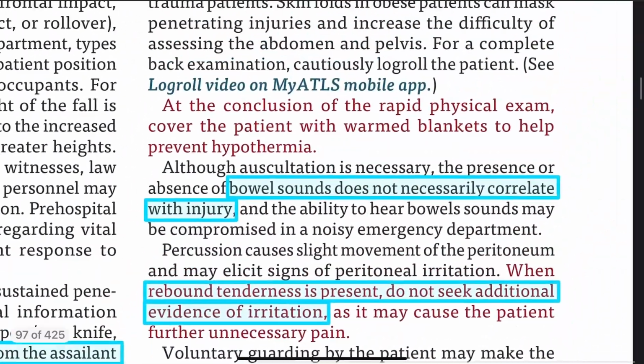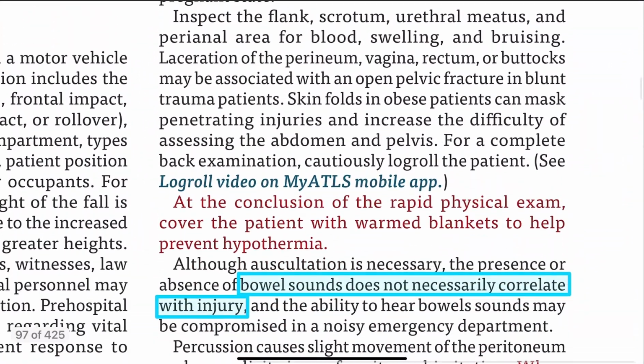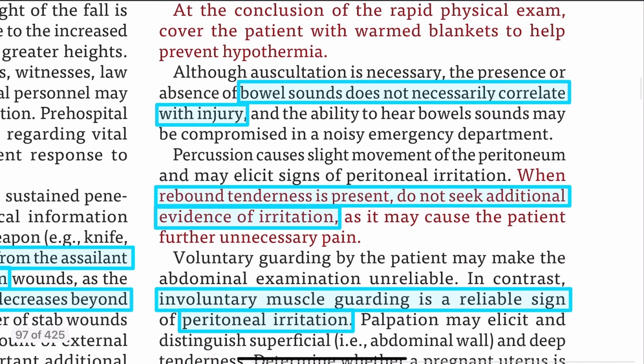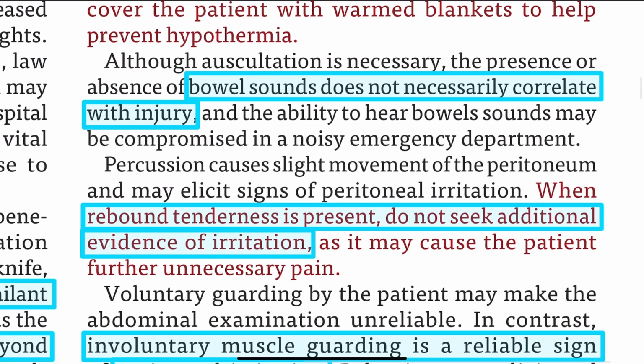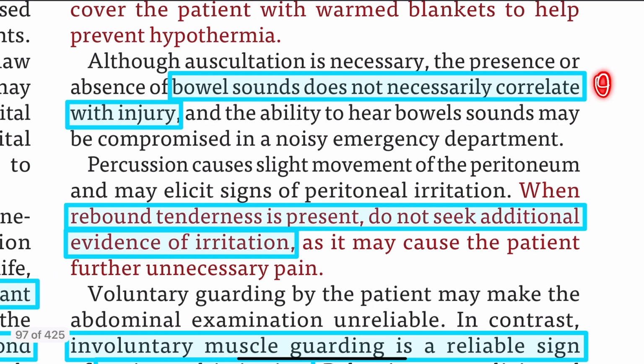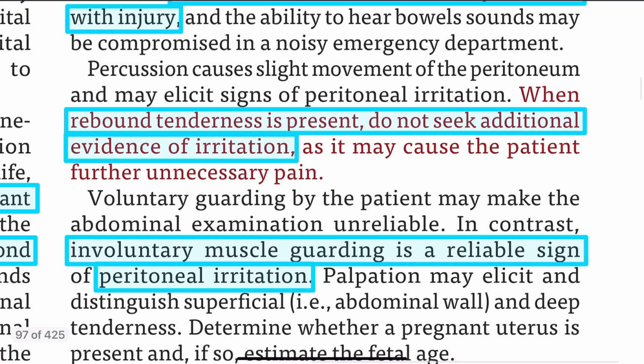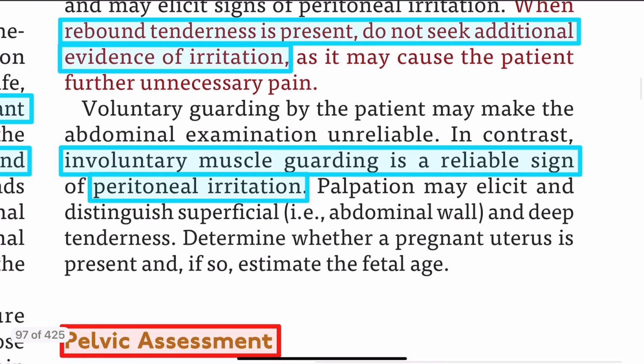Now come to the abdominal examination. Bowel sounds do not necessarily correlate with injury. Remember, this is one negative point. If the patient presents with rebound tenderness, you do not need to seek additional evidence for peritoneal irritation. Involuntary muscle guarding is a reliable sign of peritoneal irritation. Remember, it's a reliable sign.